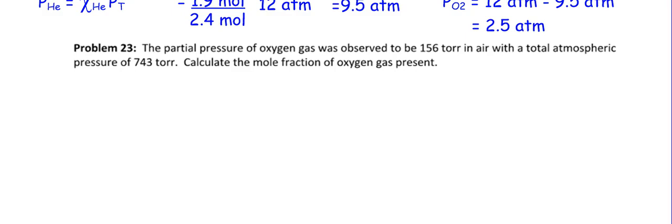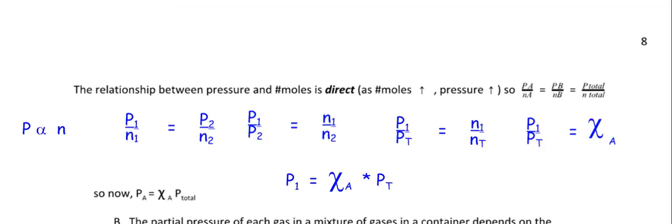So section 5.6 is all about Dalton's law of partial pressure. We learned that the total pressure is the sum of all the partial pressures of the gases that are present. We learned, let me flip back to the prior page, that pressure and moles are directly related, and we came up with these relationships right here. And we learned a new term called chi.